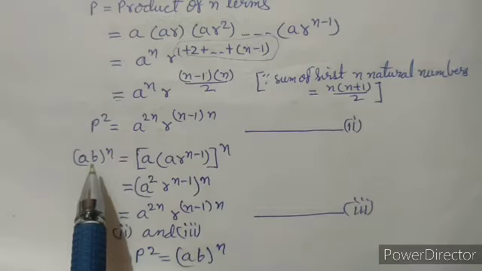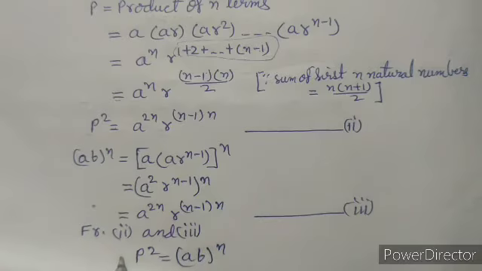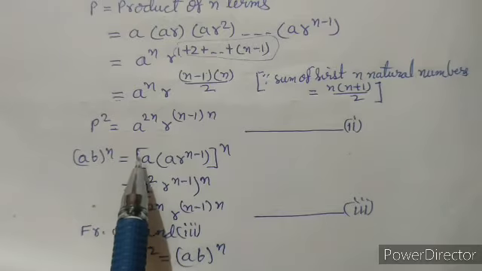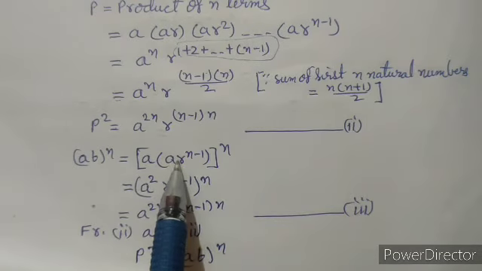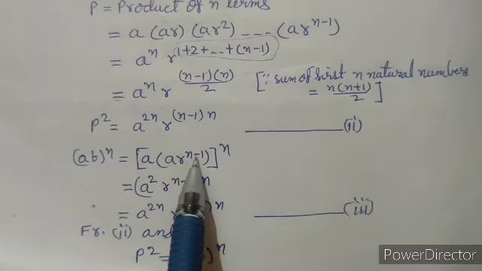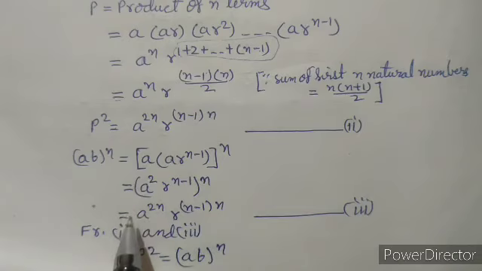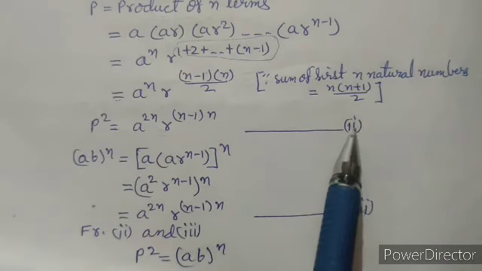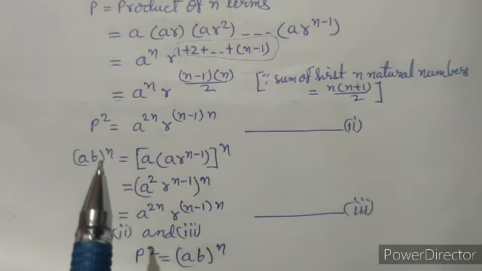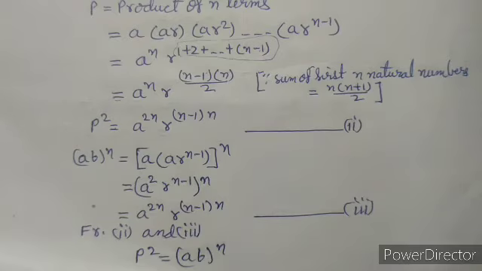Now here we have to prove that P square is equal to AB raised to power n. Here AB raised to power n will be A into B, and B was the nth term of GP, so that will be A R raised to power n minus 1 whole raised to power n, and this will give us AB raised to power n as A raised to power 2n into R raised to power n minus 1 into n. From second and third equation we can say that P square is equal to AB whole raised to power n.